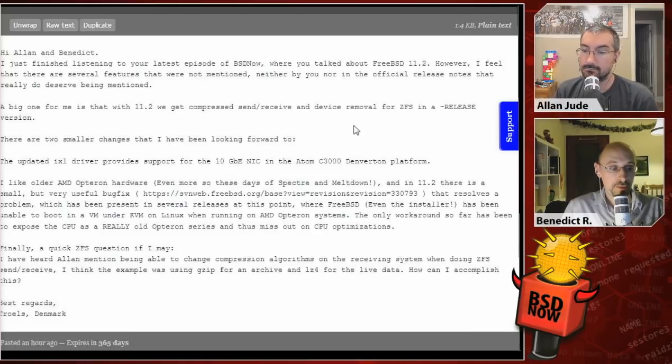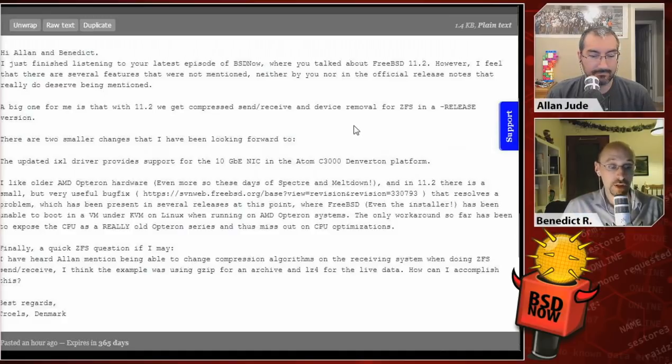Yep. So a big one for me is that with 11.2, we get compressed send and receive and device removal for ZFS in a -release version, of course. Yes. Compressed send and receive is amazing, and I love it. You, of course, deploy that already and make use of that bandwidth saving? Less than you might think, because all the stuff I have is video and it's not compressible. But yes, super helpful, in general.